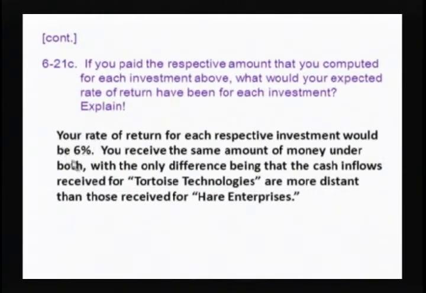It would still give you only a 6% rate of return because the Tortoise Technologies did not give you as much money as fast as Hare Enterprises stock. You had to wait a little longer to get some of the money under the Tortoise Technologies investment. So both provide you a 6% return because you valued both of them by discounting the future cash flows at 6% per year.